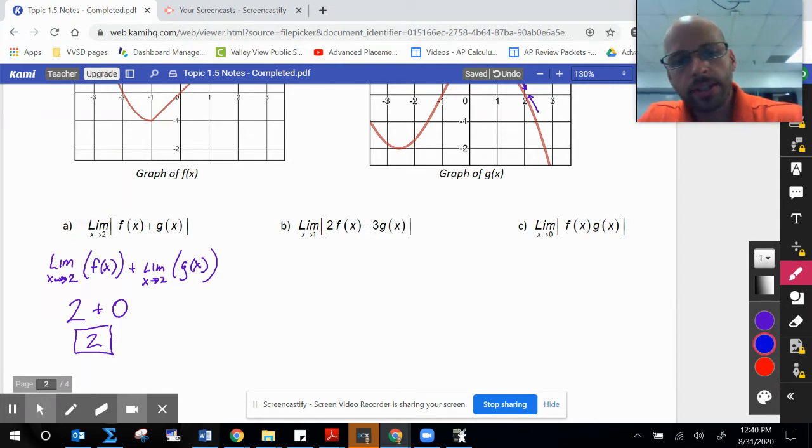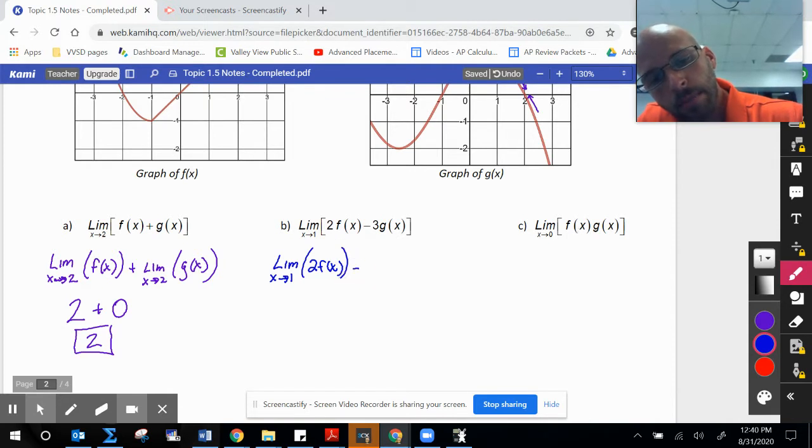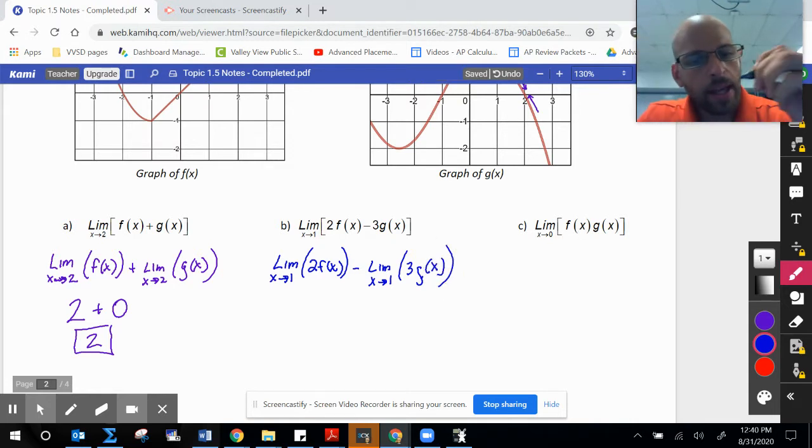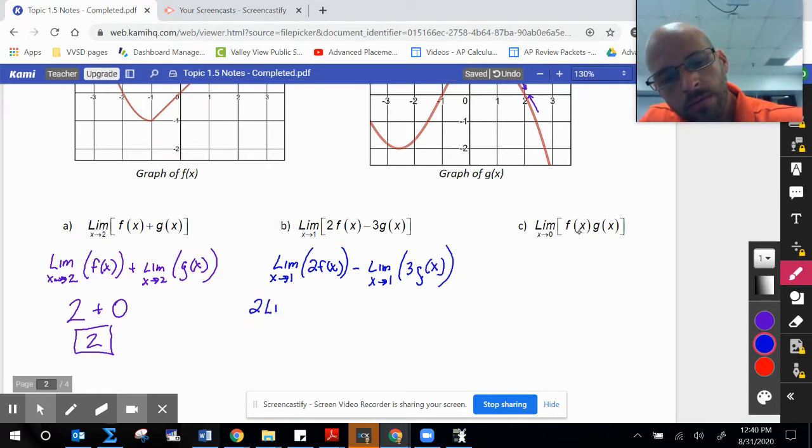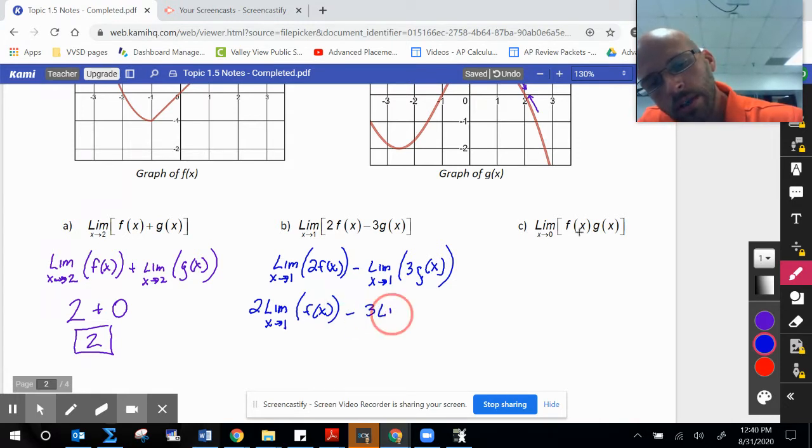So for part B, let's practice expanding it first. The limit as x approaches 1 of 2 f of x minus the limit as x approaches 1 of 3 g of x. And I can take those coefficients out. And let's see what we get here.